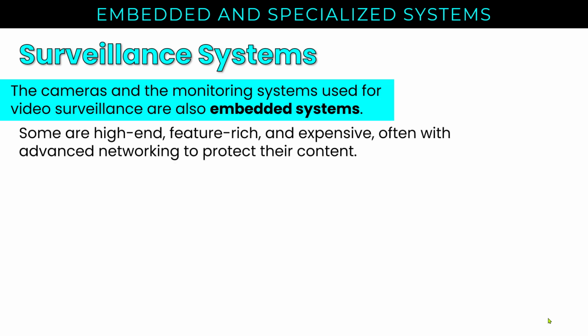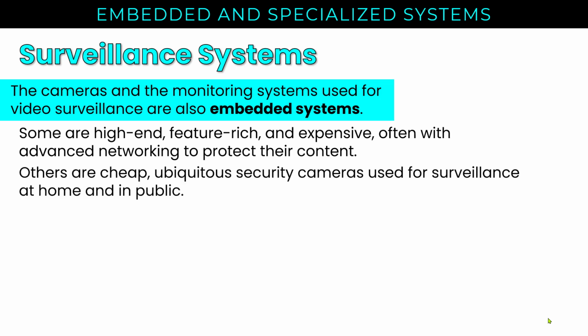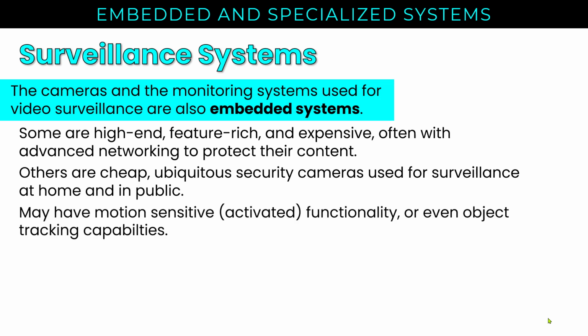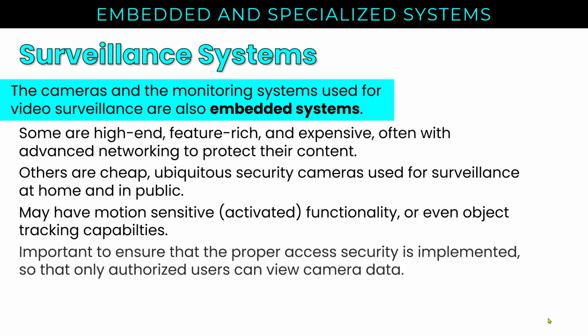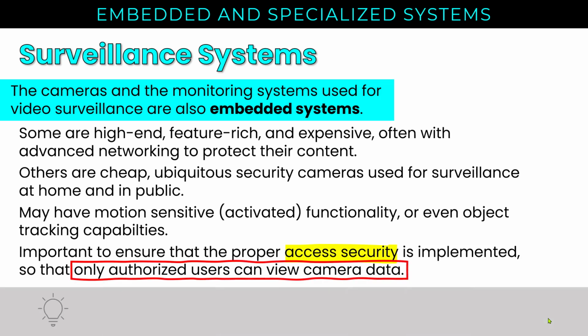And some of these are high-end, feature-rich, and expensive, often with advanced networking to protect their content, to encrypt the video that's streaming from them. Others are cheap, ubiquitous security cameras you buy off the shelf at the local electronics store, used for surveillance at home or in a variety of less critical public scenarios. The nicer cameras may have motion-sensitive or motion-activated functionality or even object tracking capabilities. It's important to ensure that the proper access security is implemented so that only authorized users can view camera data. Going to be very important.